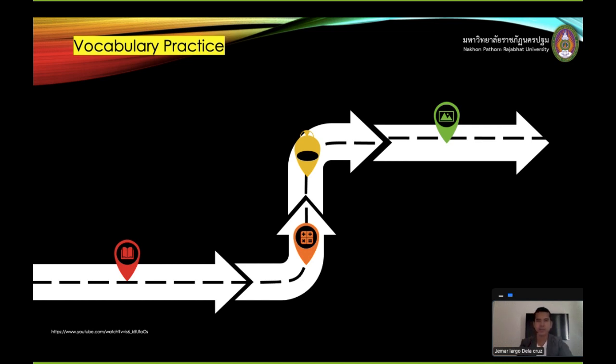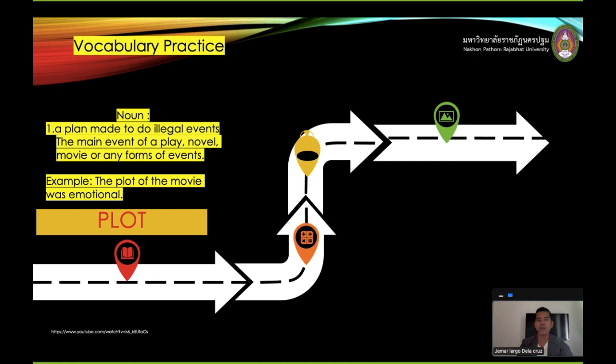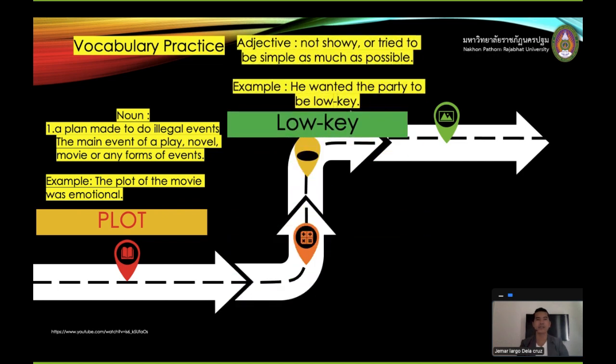So that's the reason why we play. This is event and entertainment vocabulary. Here we have plot. Plot is a noun. It means a plan made to do illegal events, or the main event of a play, novel, movie, or any form of events. Example, the plot of the movie was emotional. Next word is low key. It is an adjective. It means not showy or tried to be simple. So he wanted the party to be low key. Low key is tried to be simple as much as possible.